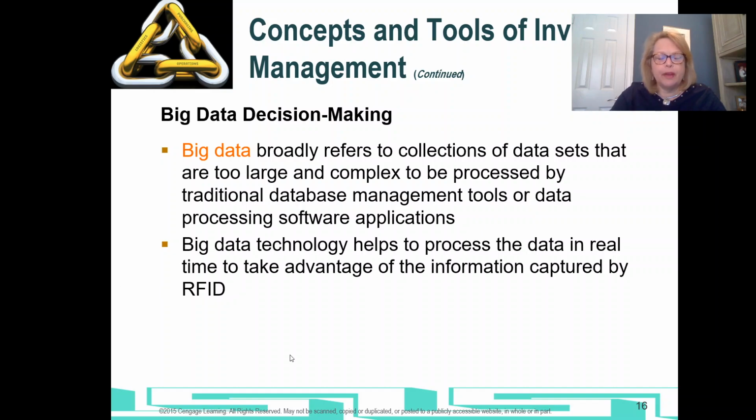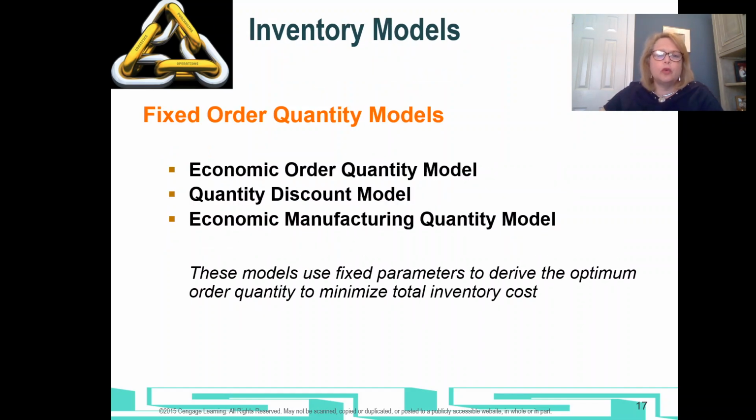Chapter 7. We're going to pick up on slide 17. So, fixed order quantity models. We're going to talk a little bit about some models for inventory here. There are 3 that we're going to talk about, and they use fixed guidelines, parameters, to figure out how many we should order.